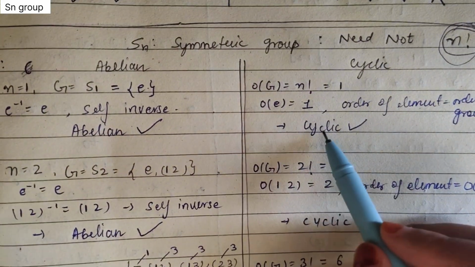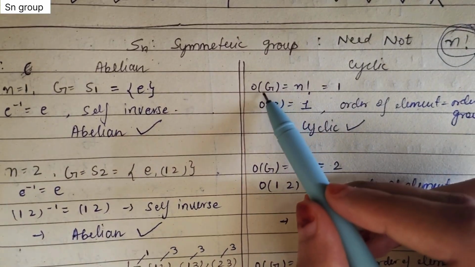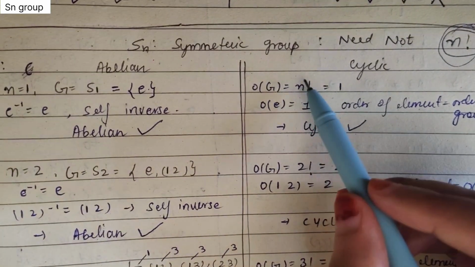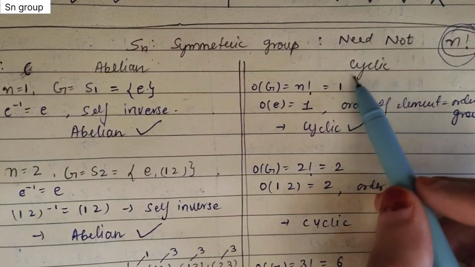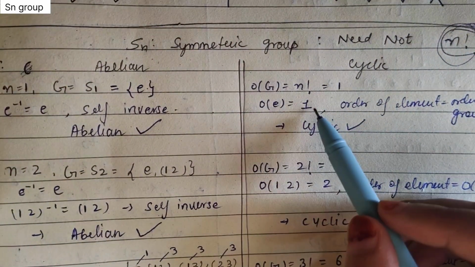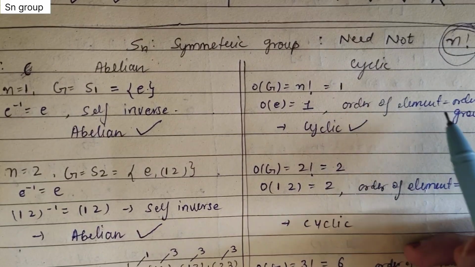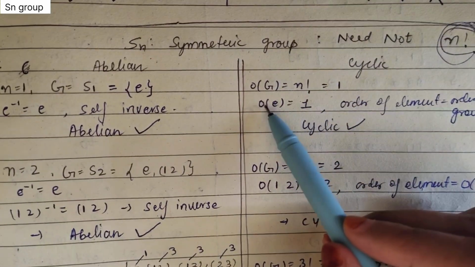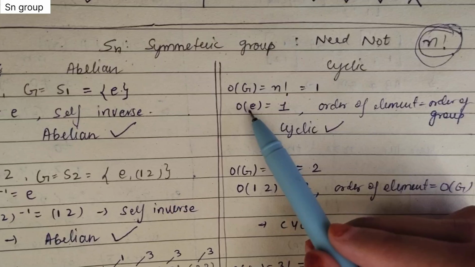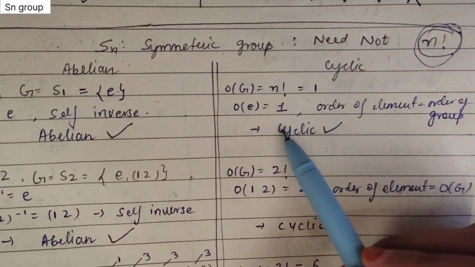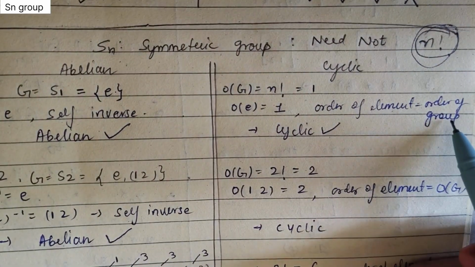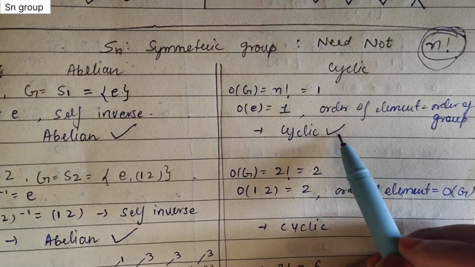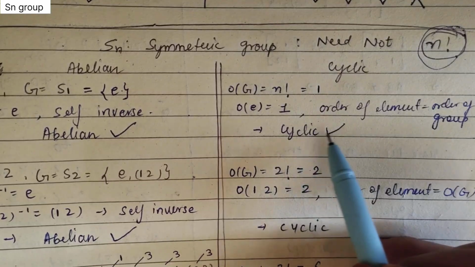Now we will go for cyclic. We have order of G equals n factorial, and n is 1, that gives us 1 factorial, which equals 1. For cyclic we need to check order of an element equals order of the group, right? Here we have the identity as the element, and the order of the identity is 1 only. So the order of the element equals the order of the group. This implies S1 is cyclic. S1 is both abelian as well as cyclic.